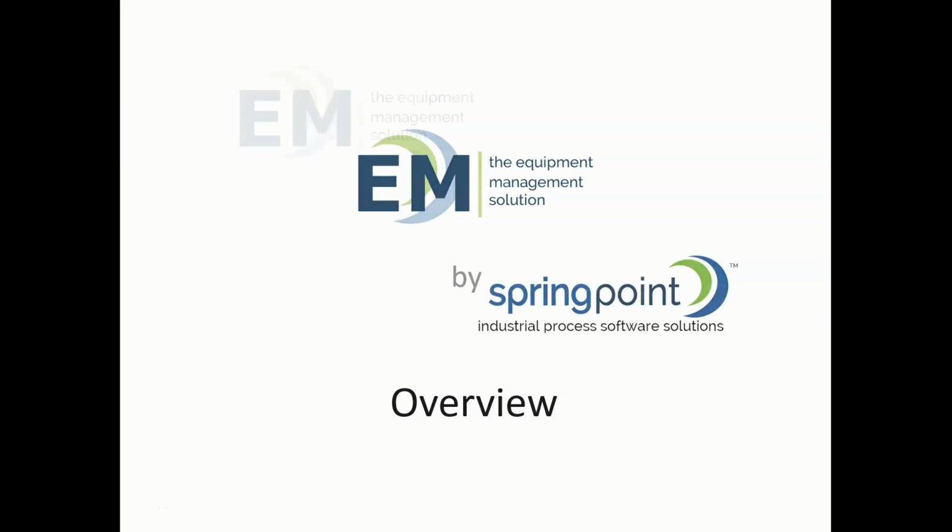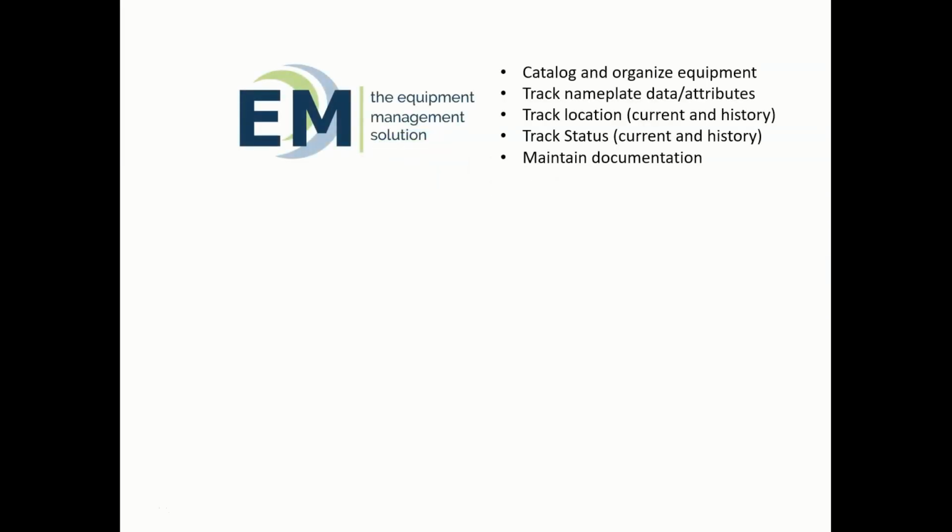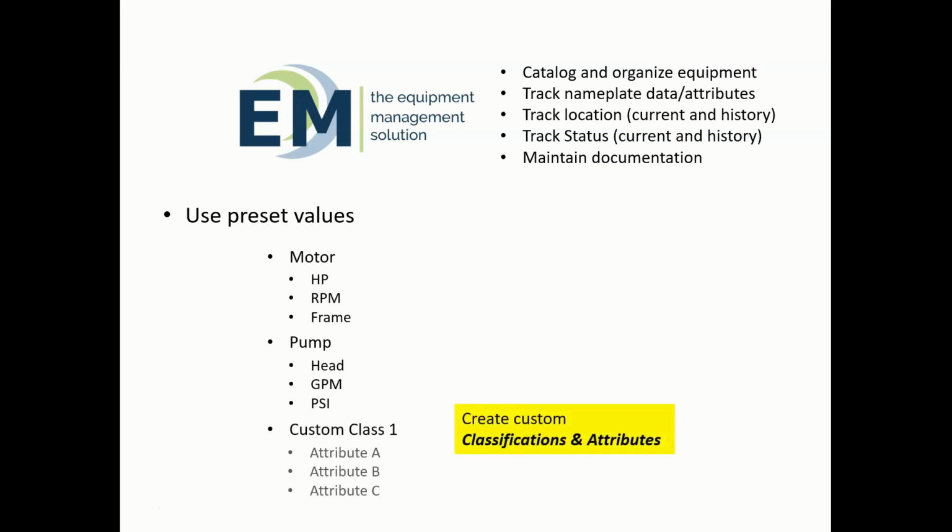SpringPoint's Equipment Manager, or EM, is designed to organize, track, and manage your physical assets. EM is highly flexible and will accommodate any type of asset or equipment. Equipment Manager comes preset with common industrial equipment classifications. A few examples are motor, pump, and generator, along with their customizable attributes.